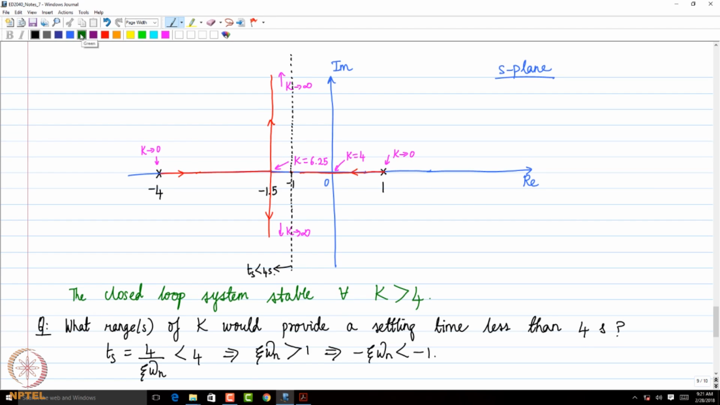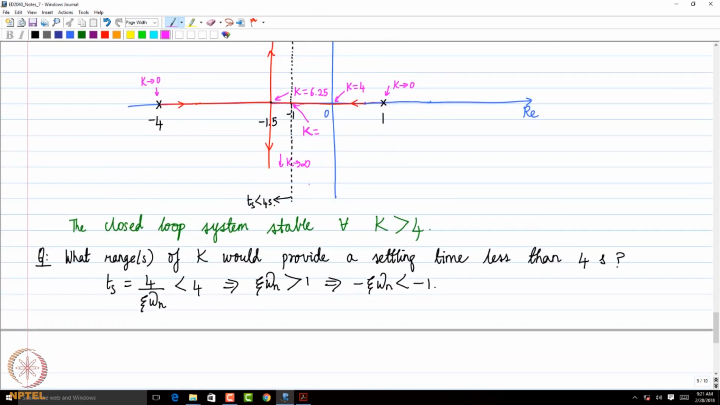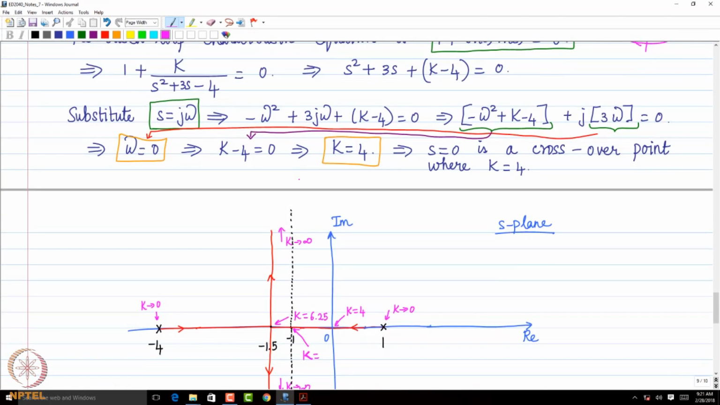Obviously what I need to do, I need to find out what is the value of k at this point, right? How do I find what is the value of k at that point? I look at the closed loop characteristic equation, and substitute s equals minus 1. So that's why we are doing all these steps. What is the closed loop characteristic equation? S squared plus 3s plus k minus 4 equals 0, right? Substitute s equals minus 1.